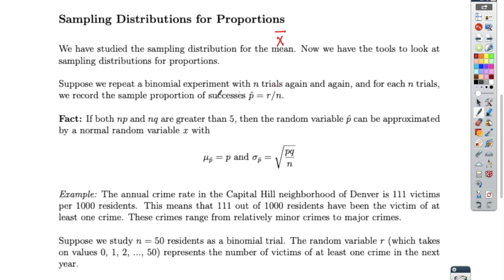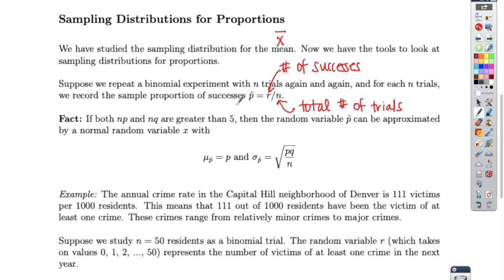So suppose we repeat a binomial experiment with n trials again and again and again, and we basically record the number of successes over the total number of trials. Well, that would give us almost like a sample probability. And that's kind of what this is.